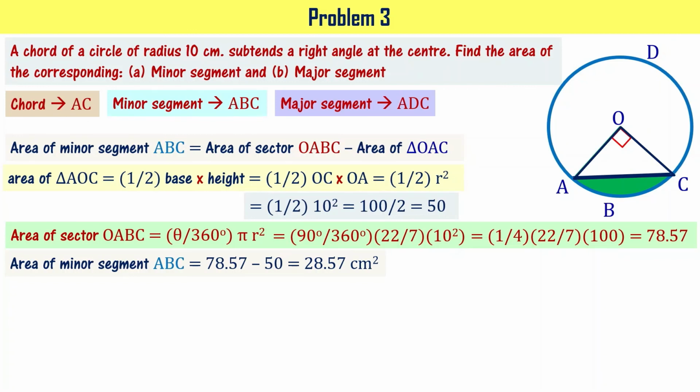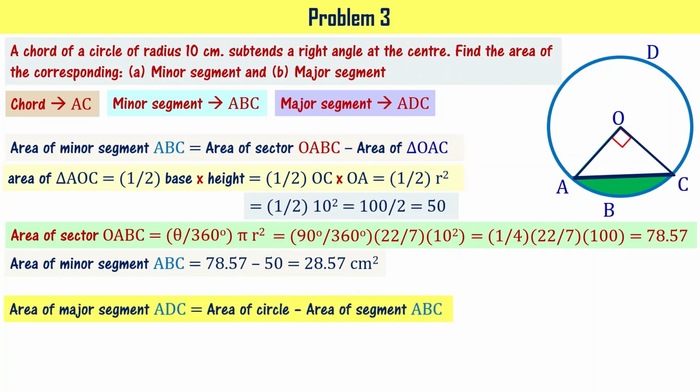The area of the minor segment we have found. What we have to find now is the area of the major segment, right? If you look at the figure, you can say that the area of the major segment plus the area of the minor segment put together becomes equal to the area of the circle, right? So the area of the major segment now can be written as the area of the circle minus the area of the minor segment, that is segment ABC, right?